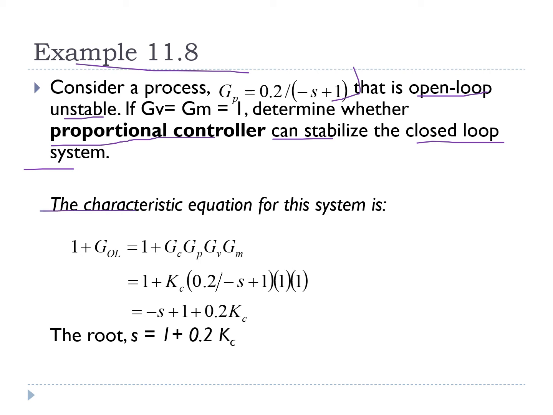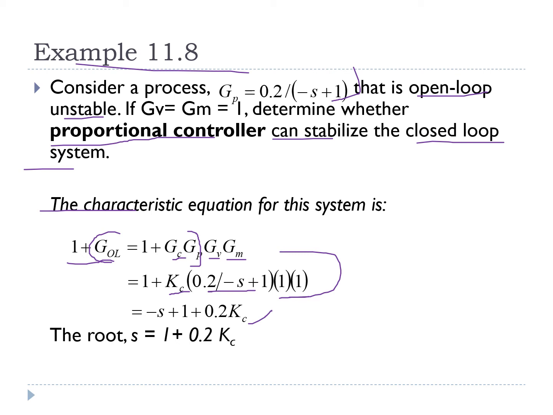Now first we write the characteristic equation. We know that the characteristic equation is 1 plus GOL, and we know that GOL is equal to GC, GP, GV, and GM. Given that GV and GM equal to 1, and GP already given. Now, if a proportional controller is used, meaning that your GC equal to KC, substituting all the values and the transfer function of the controller as well as the transfer function of the process, you get this equation.